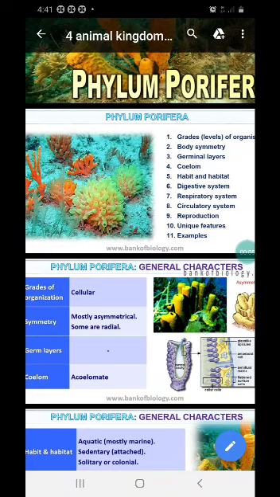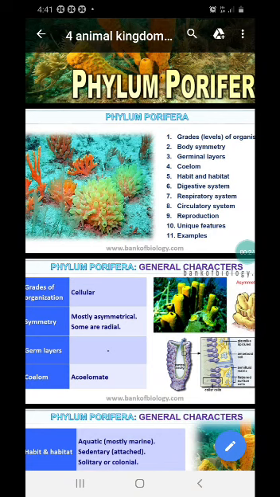Today we will be seeing about some of the invertebrate phyla, right? Okay, first we'll go to phylum Porifera. Porifera means the body is made up of pores or pore-filled bodies, right?